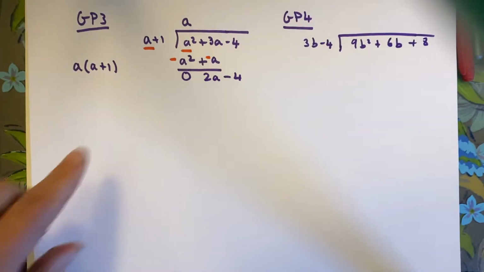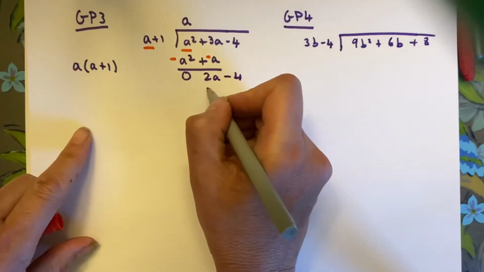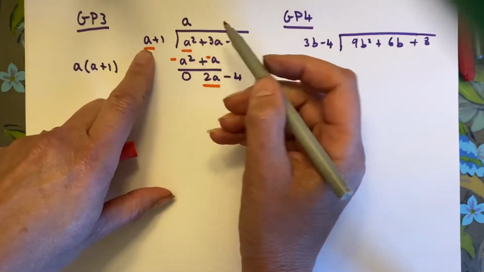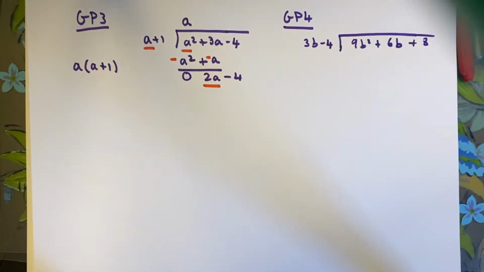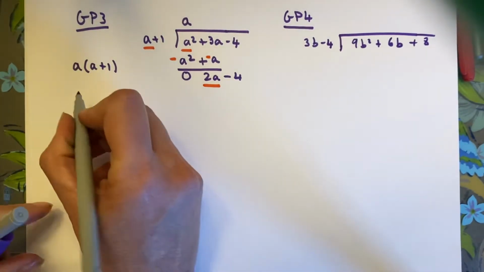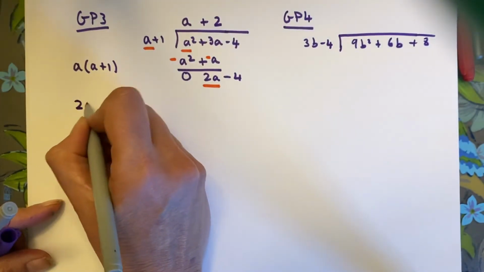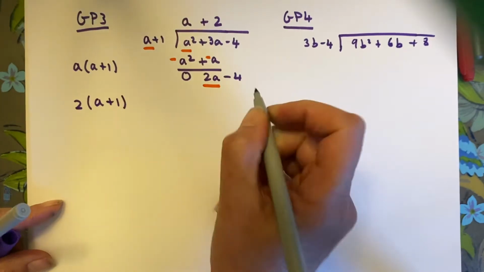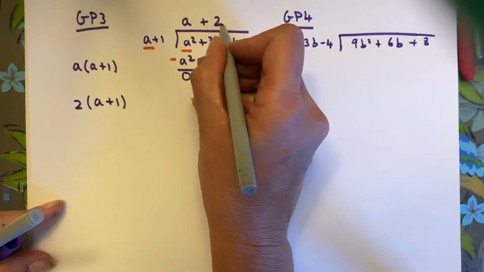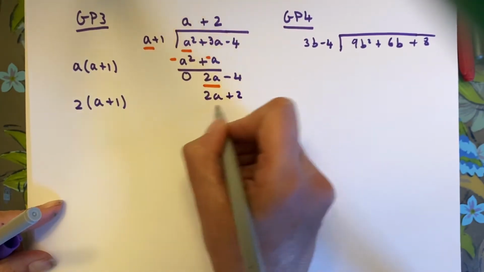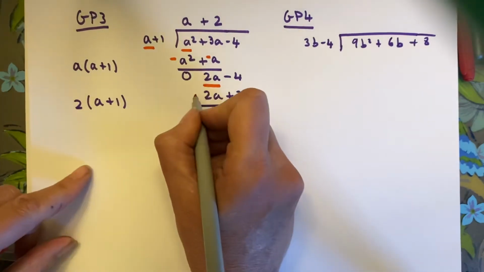So I'm going to look again at a plus 1. And again, I'm going to look at this first term. I don't have to worry about the second. What times a is going to give me 2a? Well, I know that 2 times a will give me 2a, so I'm going to do 2 times a plus 1. So 2 times a is 2a, and 2 times 1 is 2. And I'm going to subtract those.